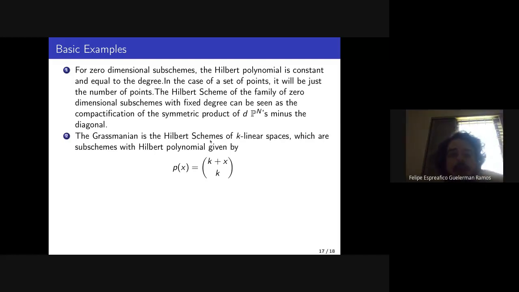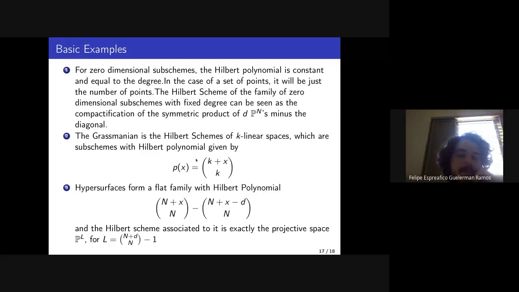For the other cases of schemes, the Grassmannian is the Hilbert scheme of k-linear spaces, since k-linear spaces all have Hilbert polynomials given by this polynomial. And for hypersurfaces, as we saw in the case of plane curves, the Hilbert polynomial is this, and the associated Hilbert scheme is exactly the projective space PL for this L given here. You can see the proofs of these facts in the books I will tell you now.